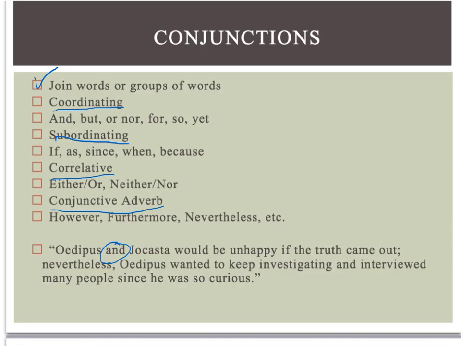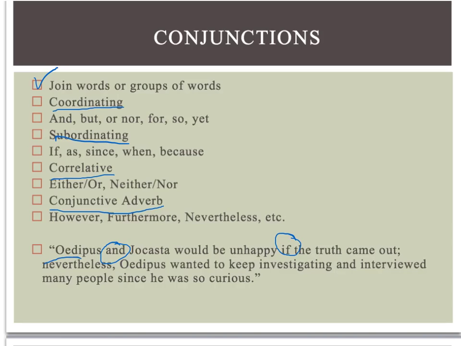However, there's another conjunction a little bit later. They would be unhappy if the truth came out. Oedipus and Jocasta would be unhappy. That's the main part of that sentence. That's where the weight of the meaning is. If the truth came out helps us out. But if we eliminated it, the rest of the sentence would still have meaning. If the truth came out is subordinate to the rest of the sentence, so we connect it with a subordinating conjunction.